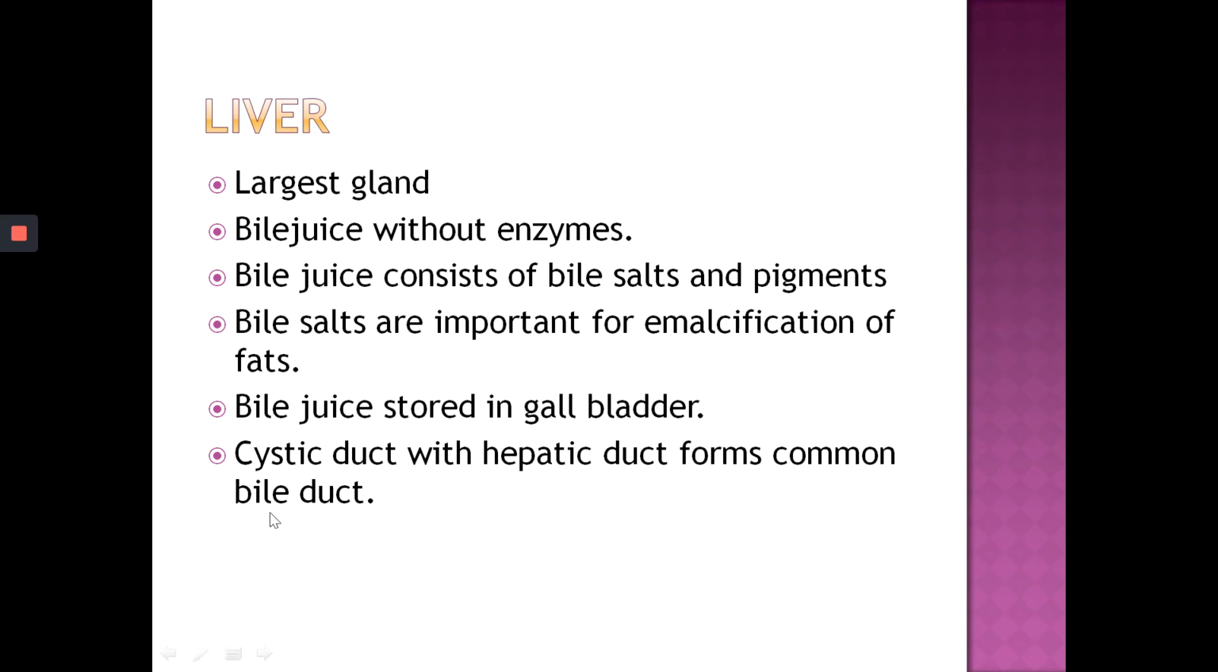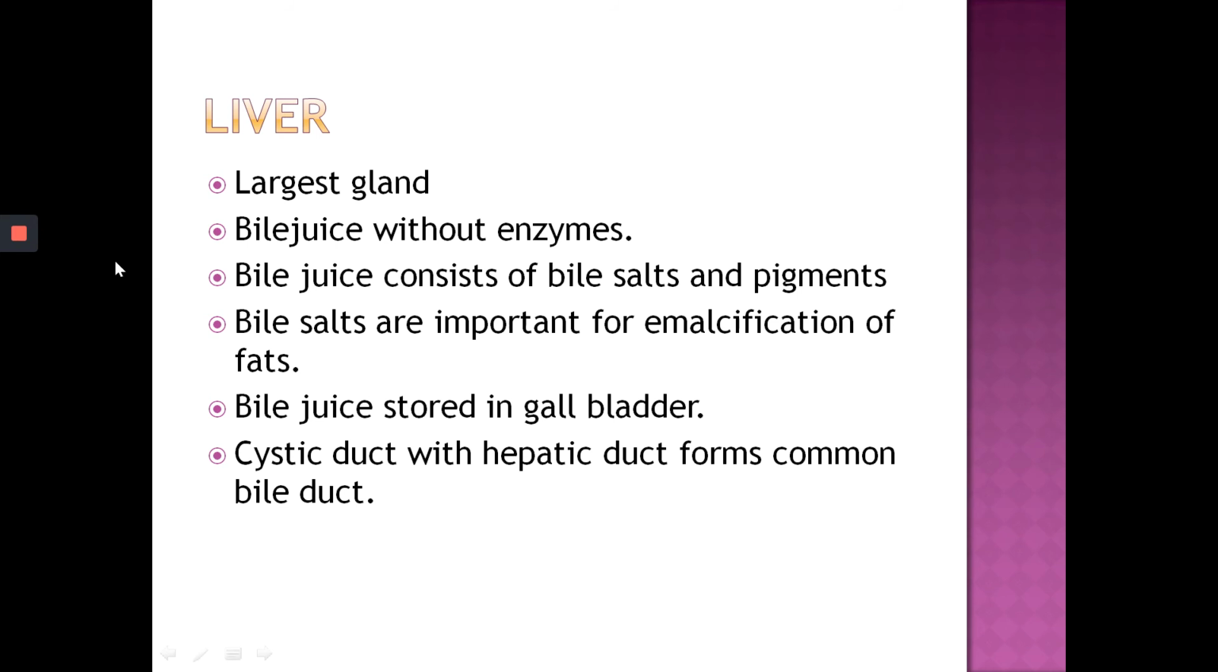So the secretion of the liver, the bile juice, is temporarily stored in the gallbladder. If the bile juice is not emptied frequently, then stone formation occurs in the gallbladder. Due to the concentration of the bile juice, stones are formed, and that condition, the formation of stones in the gallbladder, is known as cholecystitis.